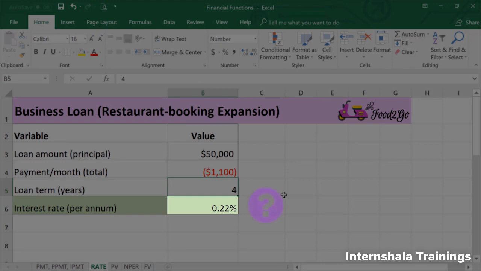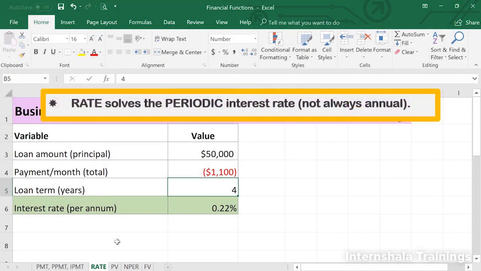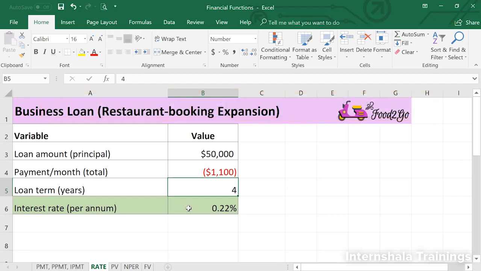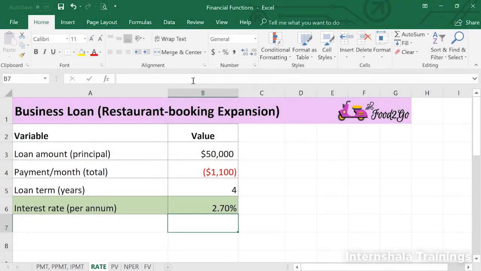However, this is an incredibly low interest rate of 0.22%, which sounds too good to be true. This is because the rate function actually solves for the periodic interest rate, which in our case is the monthly compounded interest rate. To get the annual interest rate, we have to multiply the entire function by 12. This now gives us an interest rate of 2.7% per annum, which is the upper limit that Ishan can accept for a loan, if he wants to make monthly payments not exceeding $1,100 over 4 years to pay back the loan.